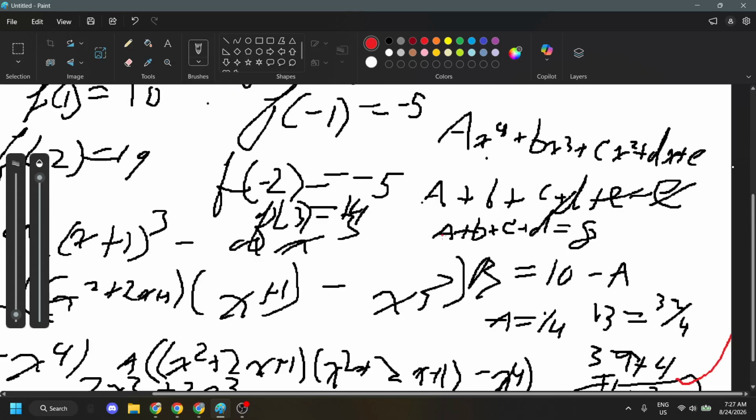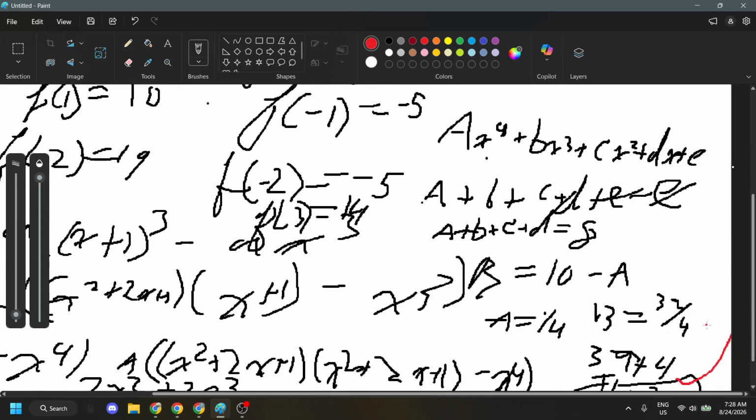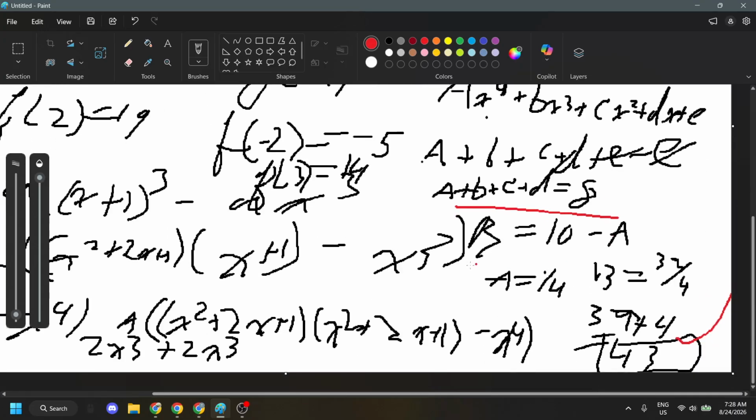And I believe they did it the same way I did. No, they didn't actually. Yeah, actually I didn't, they didn't do this part the same, but they did the other part the same.